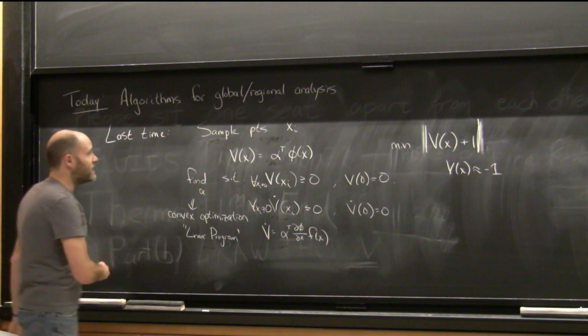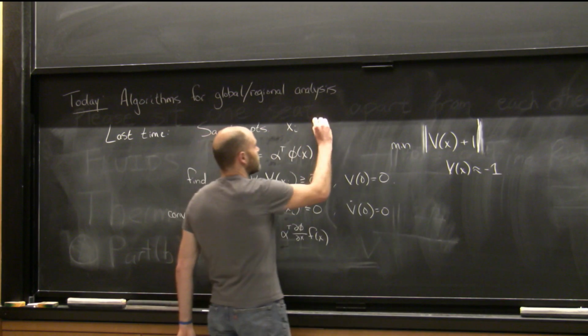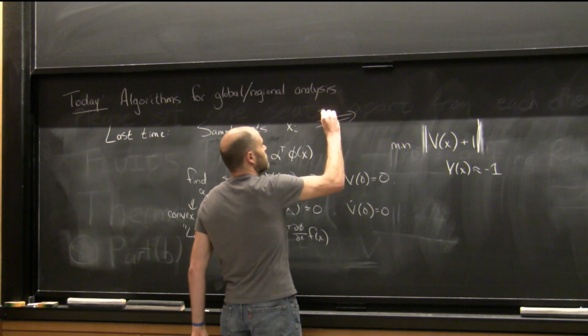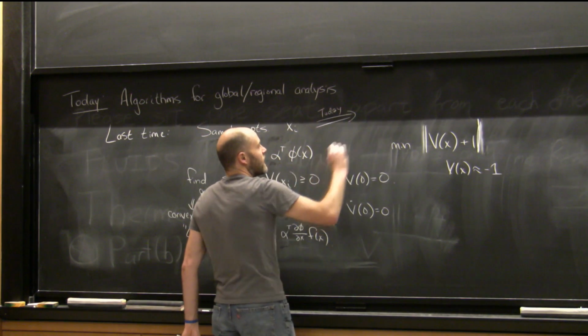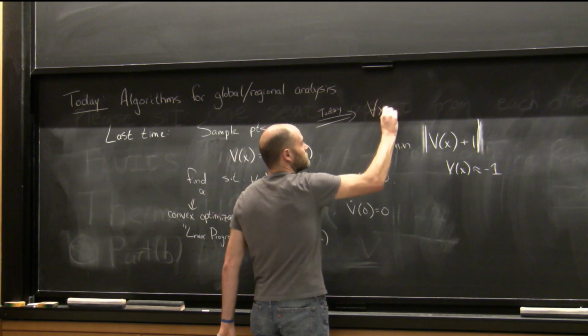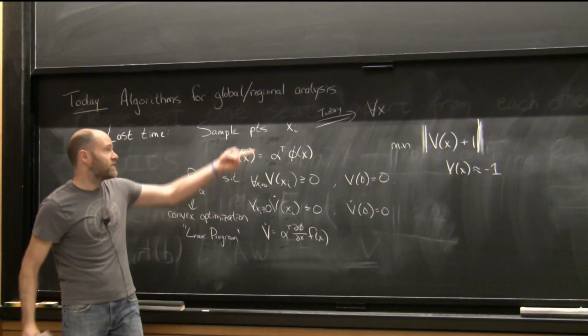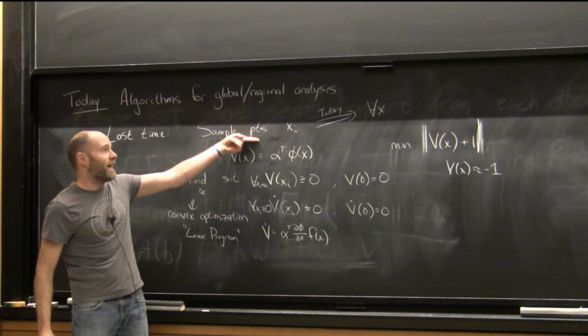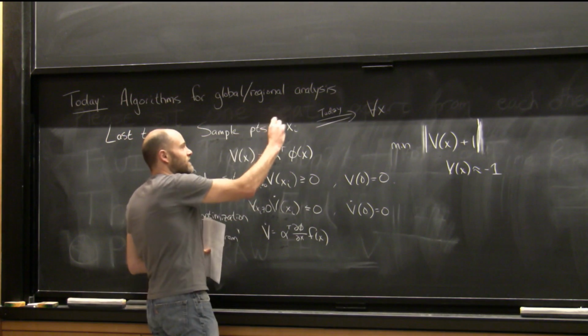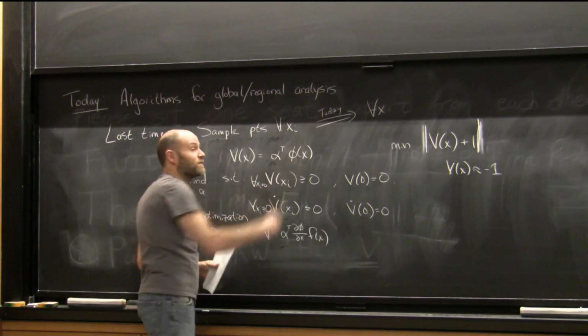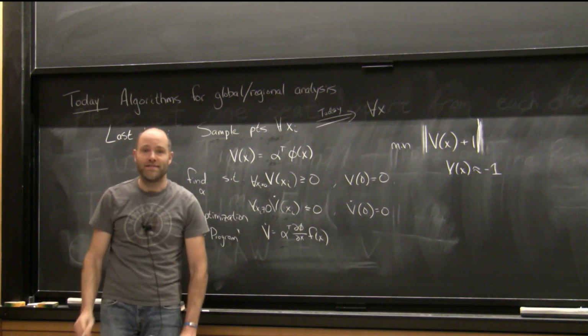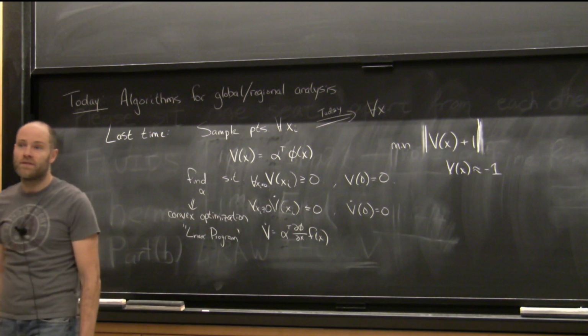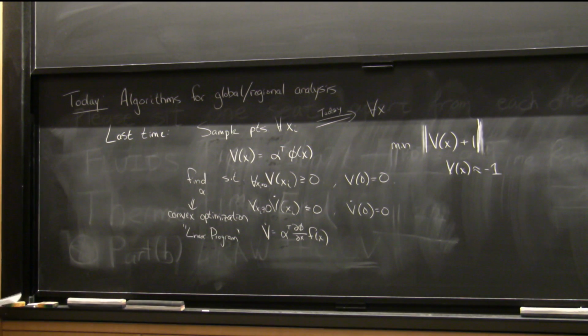So the goal for today is to go from this to saying something I'd like to say for all x. I'd like to replace the statements that say for all xi, I'd like to say for all x, and no sample points required. Okay? Turns out it's possible in a number of places.